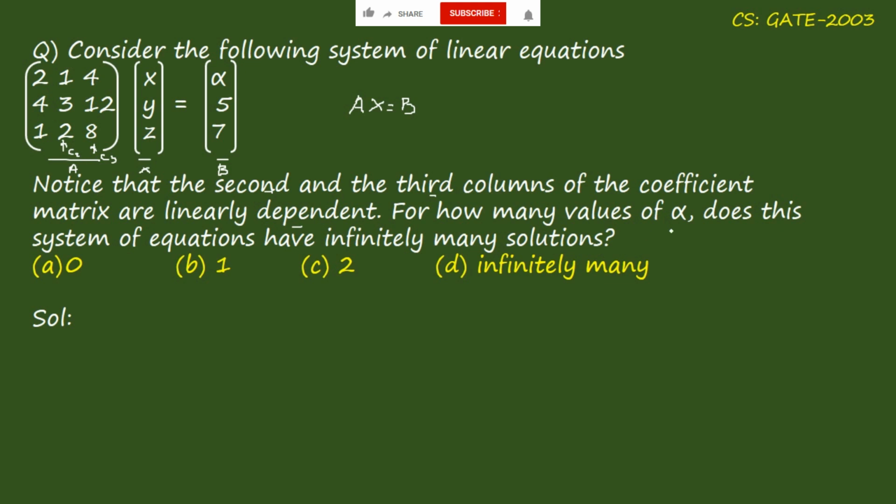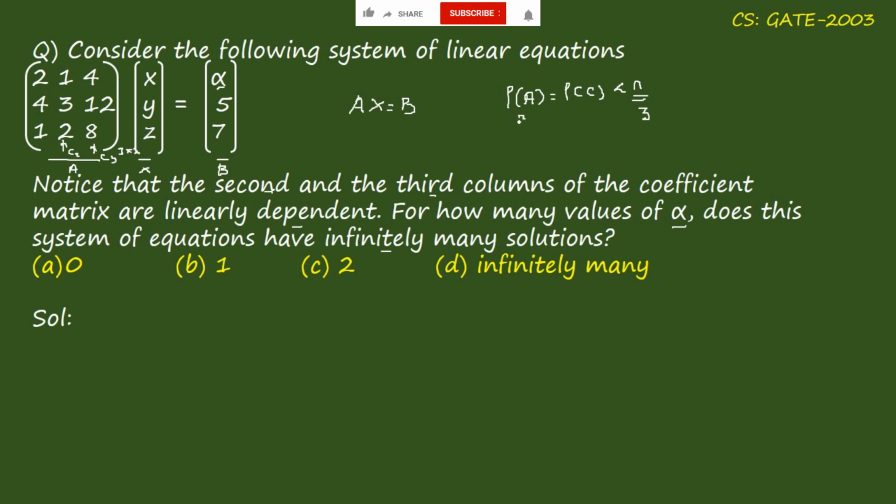Now, for how many values of alpha does this system of equations have infinitely many solutions? It is saying that you have to find the value of alpha. For how many values of alpha the system of equations has infinitely many solutions, it is asking, right? It is nothing but rank of A should be equal to rank of C. Then only we have infinitely many solutions, and it should be less than n. N is nothing but the order of the A matrix. Now A matrix is nothing but a 3 cross 3 matrix, right? So it should be less than 3.